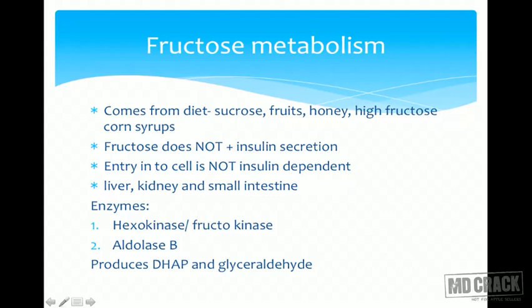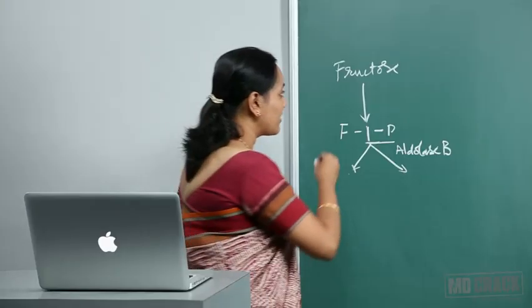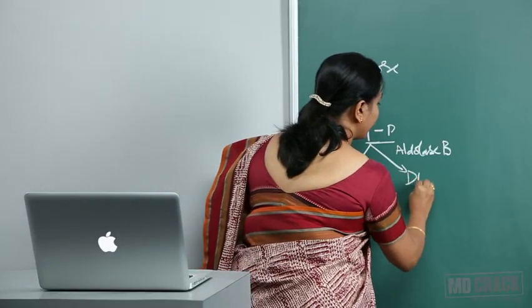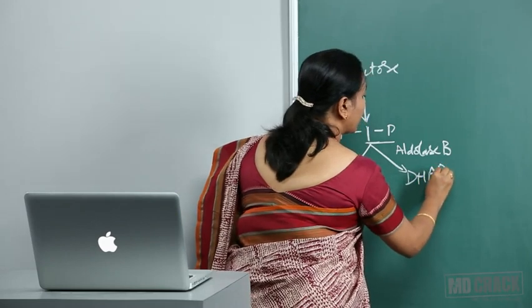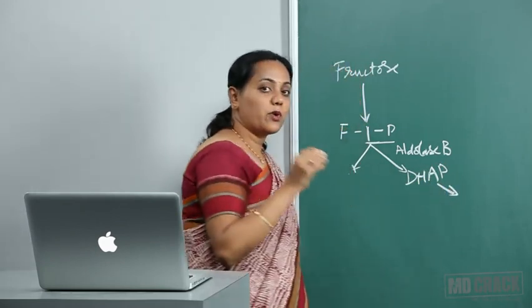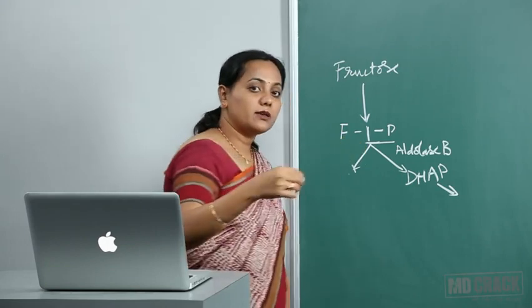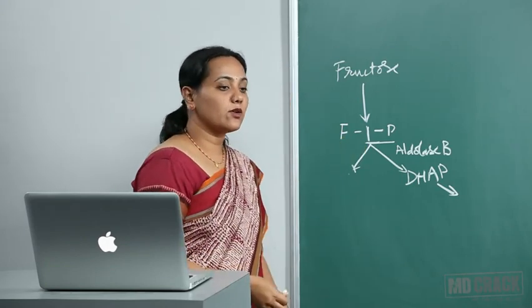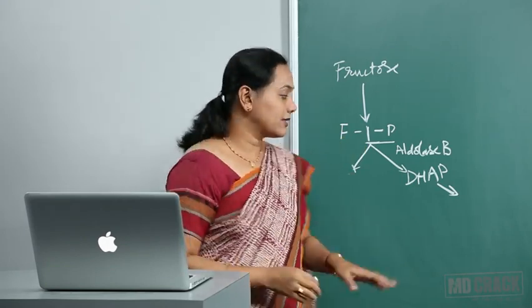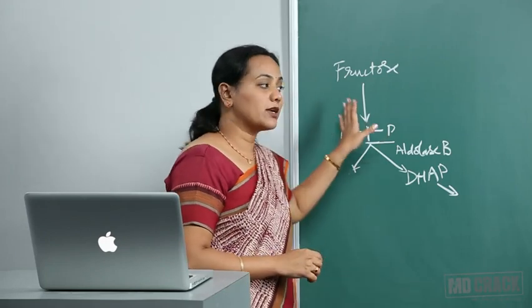So DHAP, what can happen to it? Dihydroxyacetone phosphate, where have you heard of it? It is an intermediate of glycolysis. So that means fructose can enter into glycolysis. What is the importance of this? Fructose will further be metabolized by entering into glycolysis. So what has happened when it enters into glycolysis?